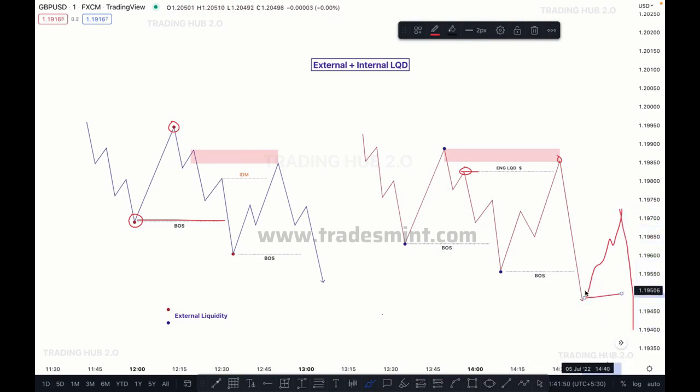So external liquidity works as fuel for the market to go higher, and internal liquidity is here. After taking out the internal liquidity, the main move happens here, an impulsive move after taking out the engineering liquidity, after taking out the inducement, correct. So this is very important, you have to understand. Let me show you on the chart how we can read it and how we can trade it.